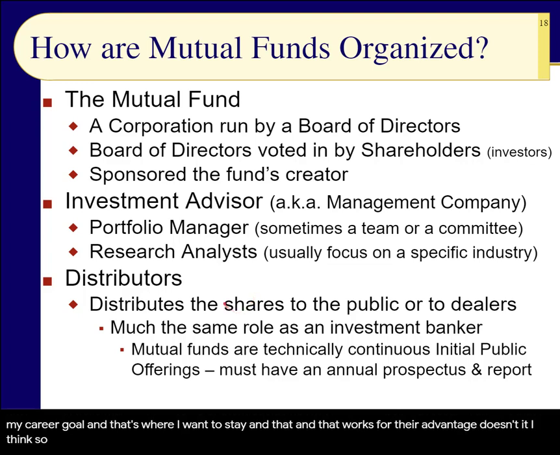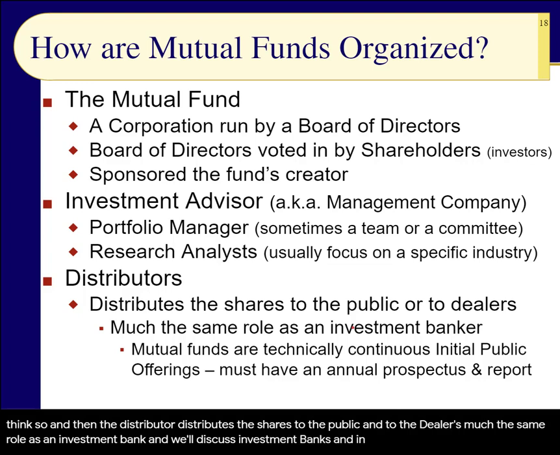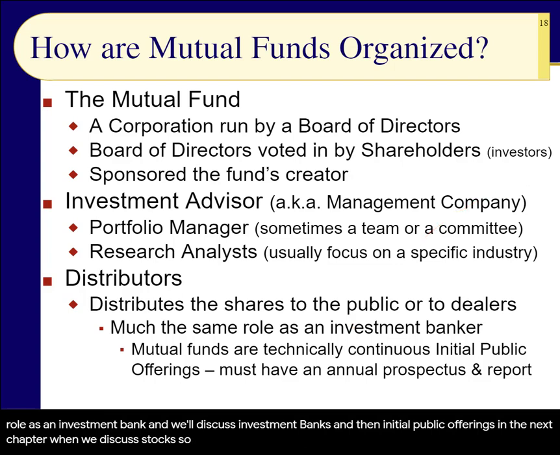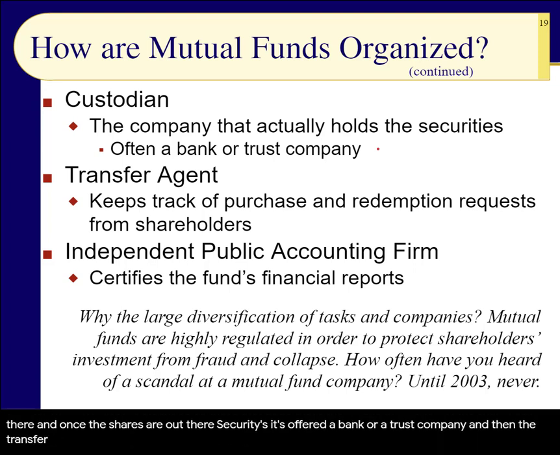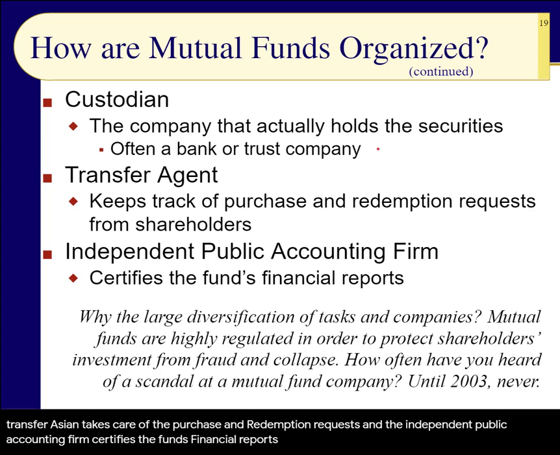I think so. And then the distributor distributes the shares to the public, to dealers, much the same role as an investment bank. And we'll discuss investment banks and initial public offerings in the next chapter when we discuss stocks. So that's their job. It's the job to get the shares out there. And once the shares are out there, the custodian holds those securities. It's often a bank or a trust company. And then the transfer agent takes care of the purchase and redemption requests, and the independent public accounting firm certifies the fund's financial reports.